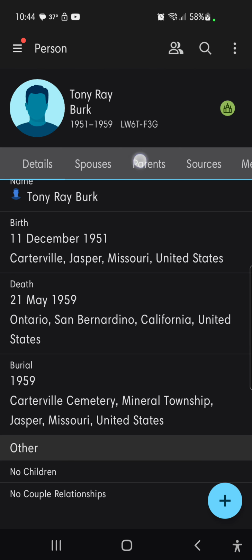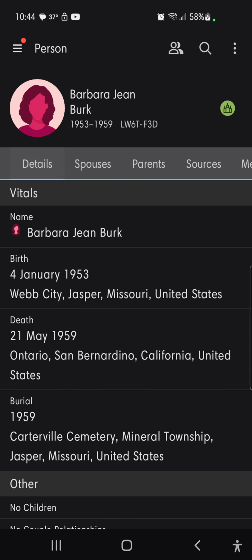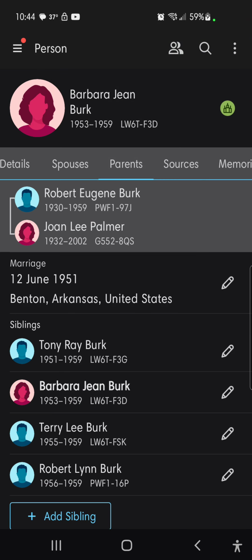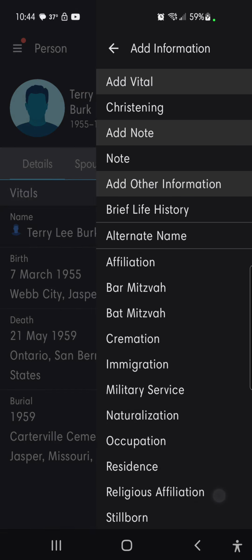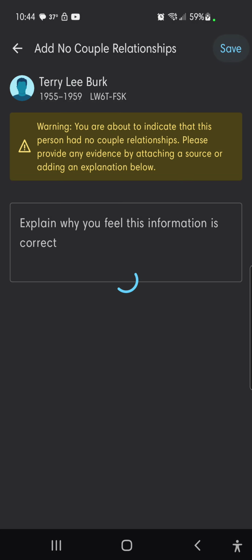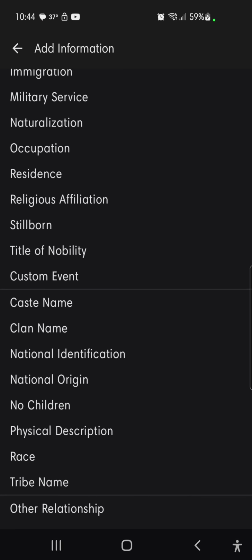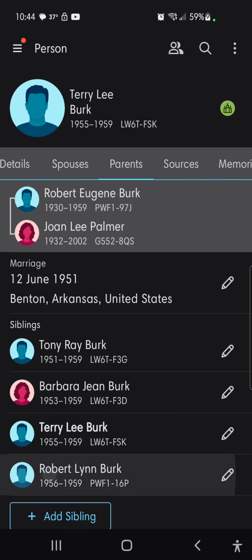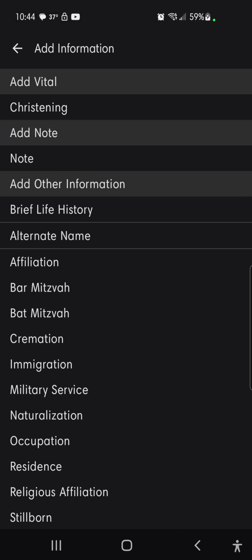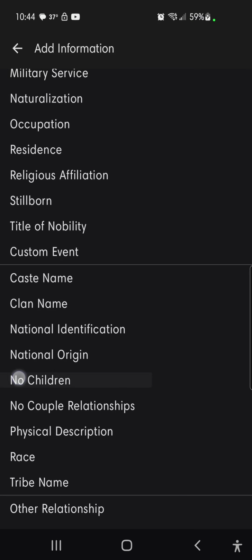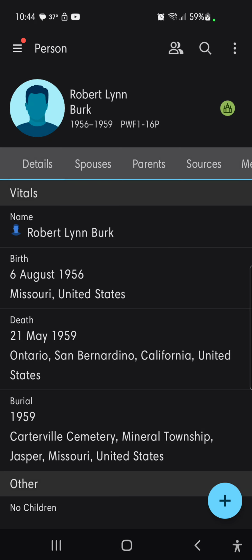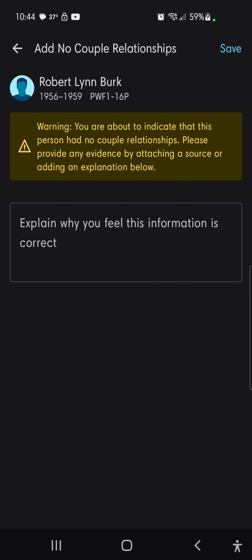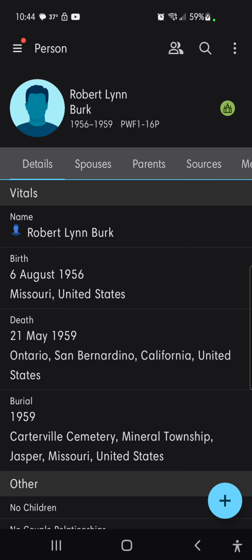And so I'm going to go through and do that with all the other children as well. Okay, we got Barbara Jean, Terry Lee. We're going to add to Terry Lee no couple relationships and no children. And then we're going to go to the last child, Robert Lynn, and do the same for him. No children and no couple relationships. Now, barring the discovery of any further sources, these profiles are completed, and that's good.